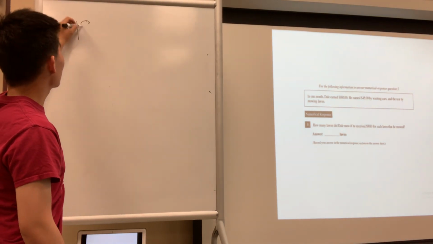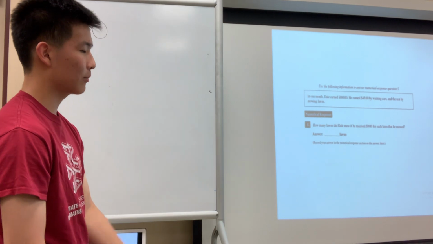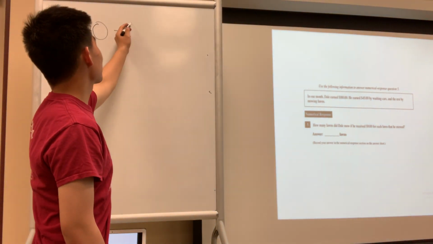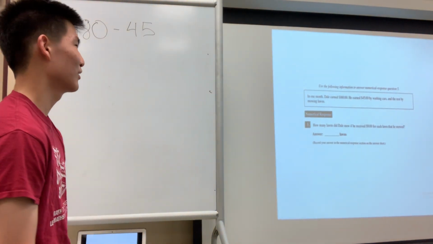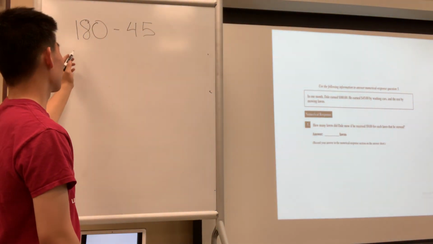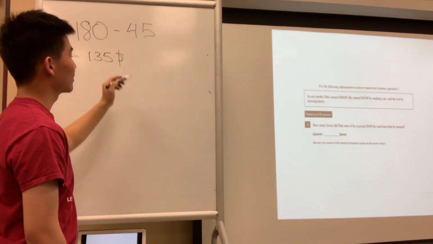Well, I have a total of 180, and I want to find how much money he got mowing lawns. So I just subtract off the money that he didn't get mowing lawns, which is $45 washing cars, and you get $135. All right.